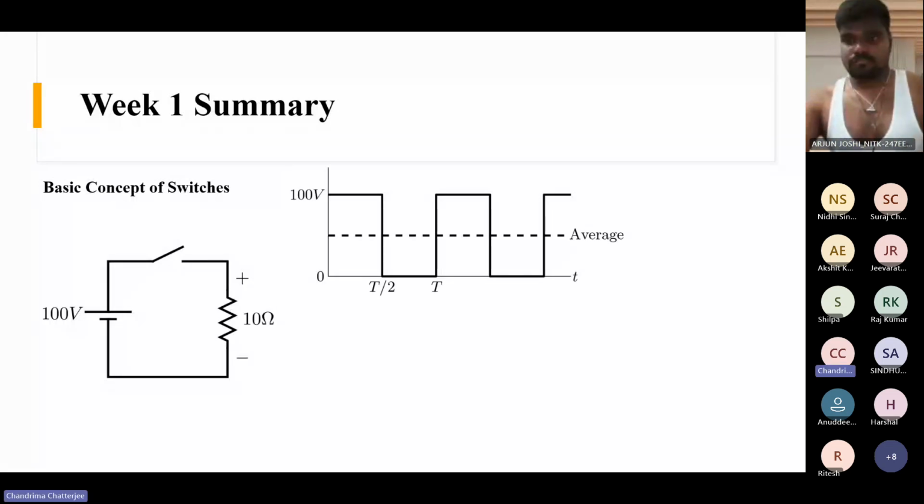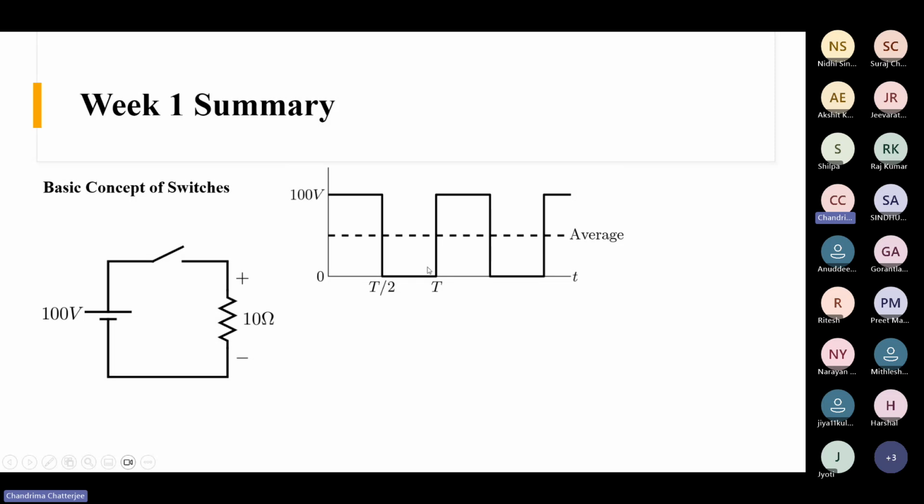So how will we do it? We will do it in a way. Suppose this is our waveform. So see, this source voltage is 100 volt, right? This is a constant DC source.